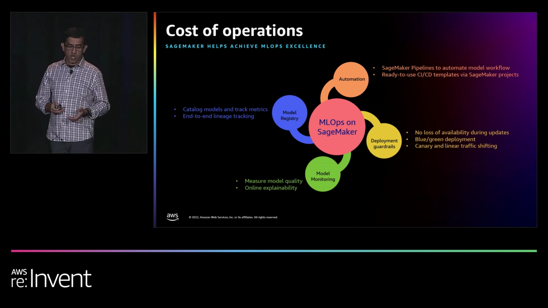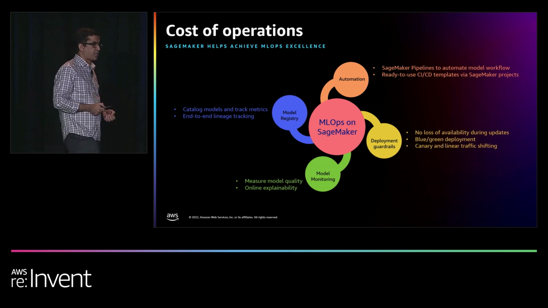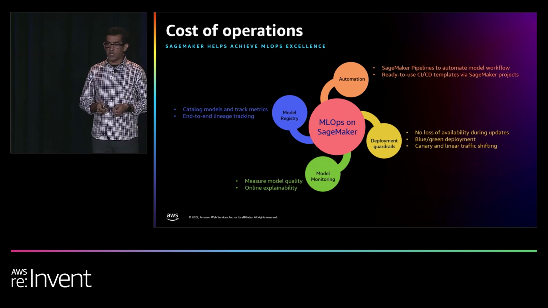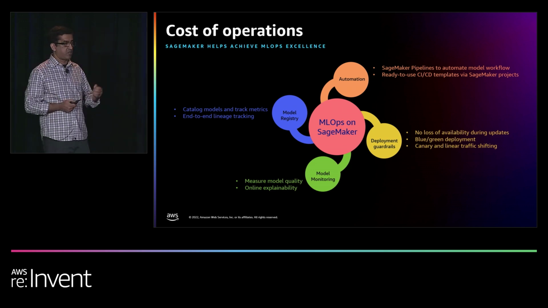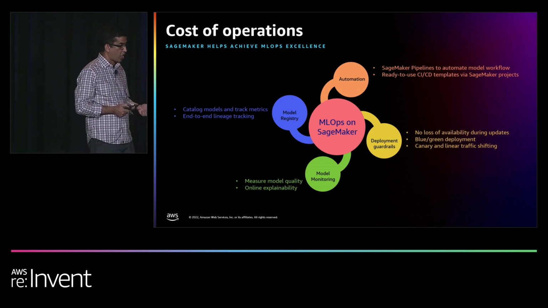You can monitor models in production using Model Monitor, and you can get online explainability in real time. And finally, you can use SageMaker's model registry to catalog your models. You can use that to track metrics and record and search end-to-end model lineage.